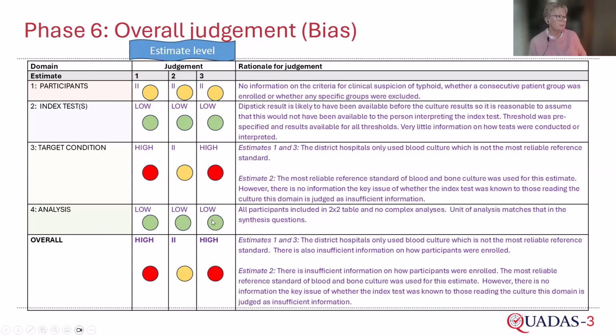Similarly, for estimate 3, we've got a high risk of bias in the target condition domain with the rationale for the judgments here, and this has led to an overall high risk of bias for this estimate across all the domains. Whereas estimate 2 has been judged at insufficient information to make a judgment.